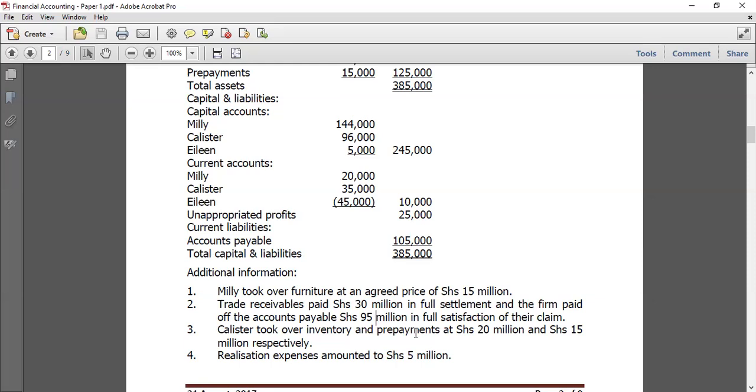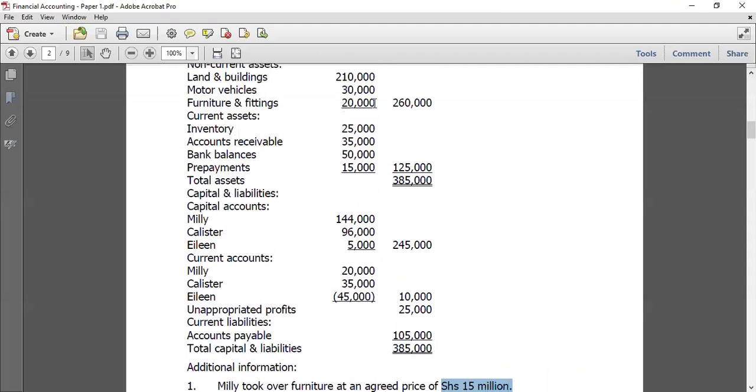Once we now have our realization account, I hope you now know what a realization account does, like we've seen. Like I told you, the first thing we are looking at is the transferring of all assets, which we have done. Now, they're telling us that Millie took over furniture. Remember, we transferred furniture to our books of accounts as 20,000. Just to confirm.